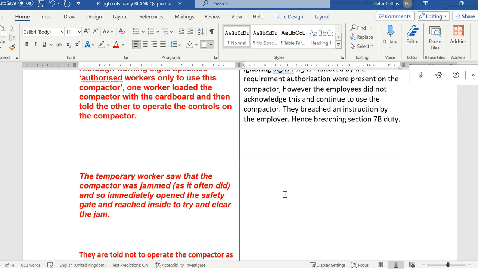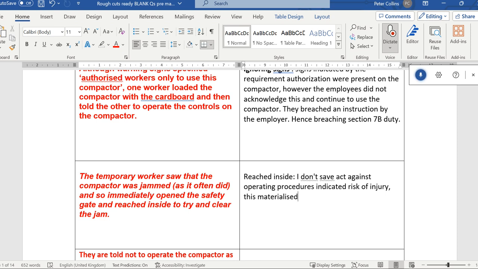Let's have another go. So here's one that said that the compactor was jammed, as it often did, and so immediately they opened it at the gate and they reached inside to clear the jam. So for this, my point is about reaching inside. So I would say reached inside. An unsafe act against operating procedures indicated risk of injury. This materialised harm to the compactor operator.